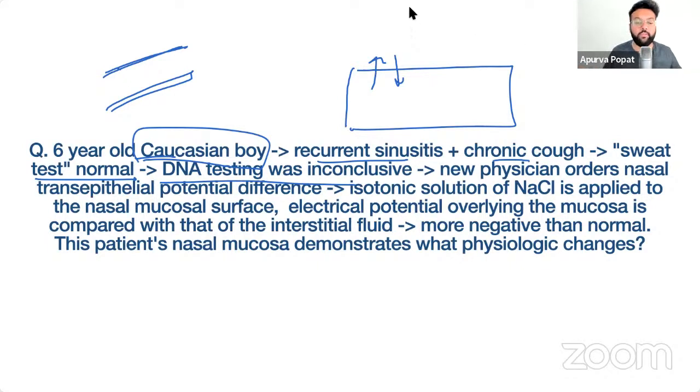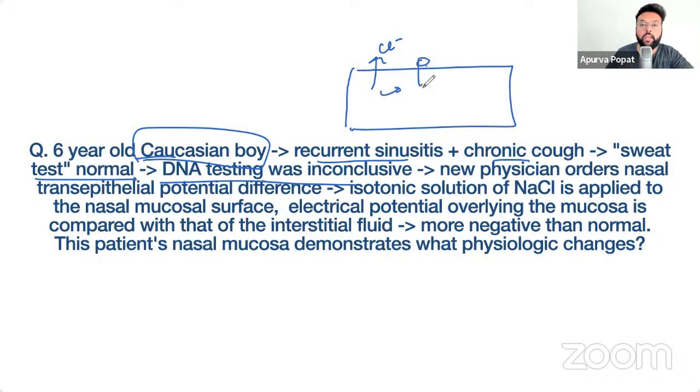So nasal mucosa will secrete the chloride, and at the same time it will inhibit the sodium, so that the sodium will remain in the nasal mucosa lumen, and it will also make water remain there. That's why, thank God, your nasal secretions are thin and not very thick like in a cystic fibrosis patient.